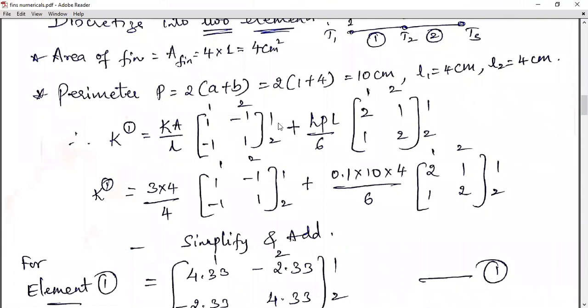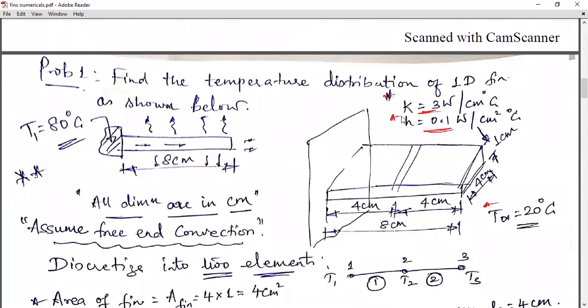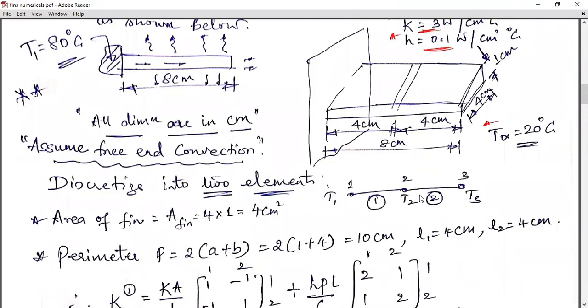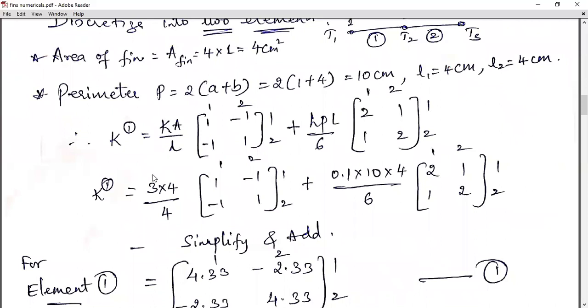So the conductivity matrix for the first element, with nodes 1 2. You substitute for K. The K and H values are here. K is 3 watts per centimeter degree Celsius. H is 0.1 watts per centimeter square degree Celsius. Look at this, temperatures are in degrees Celsius and dimensions are in centimeters. So you don't find any issues with the final units.